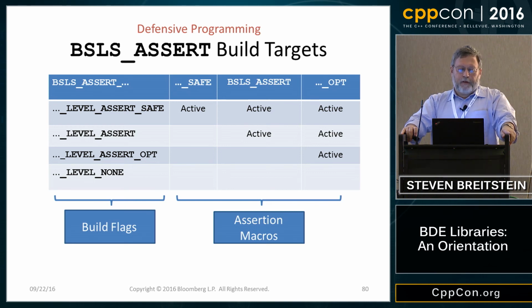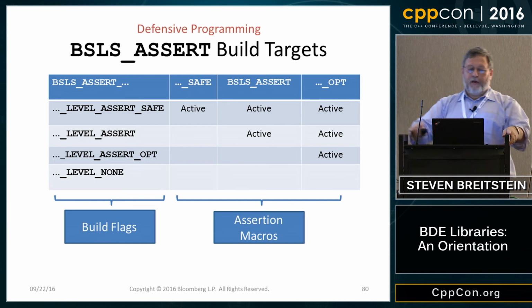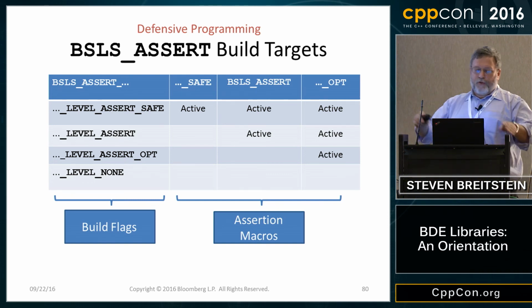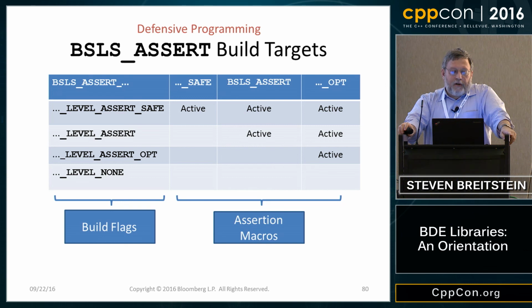This table gives you some idea of how to turn them on. Essentially, if you set the flag BSLS_ASSERT_LEVEL_ASSERT_SAFE, you'll get them all turned on. The default is the second column, the second row, where the safes are off and the others are on, and in optimized build modes, you'll have all the ops. And you can turn them all off. And there are other combinations if you want. These are the ones that are commonly used.